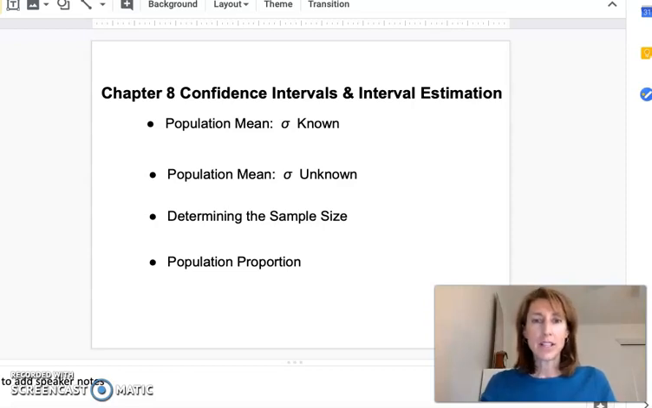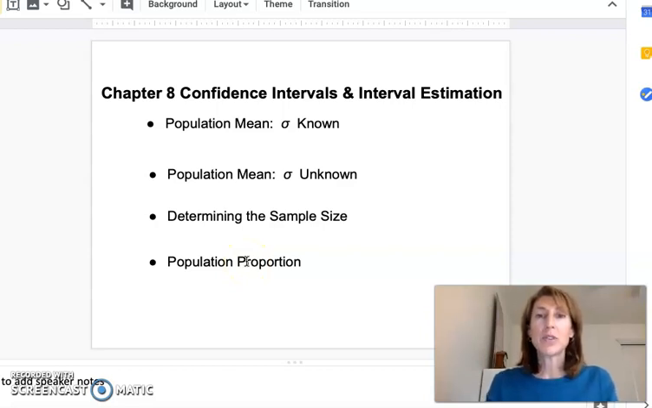We're going to do an interval estimation where we know the standard deviation of the population. We're going to do one where we don't know the standard deviation of the population. I'm going to show you how to calculate sample size for a given margin of error, and then we'll do an interval estimation for a proportion.